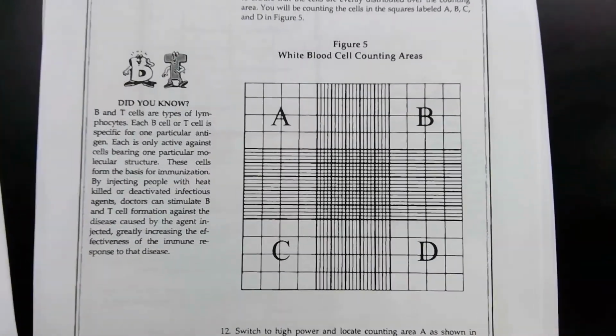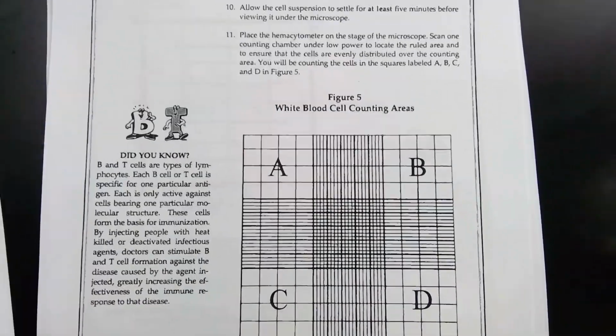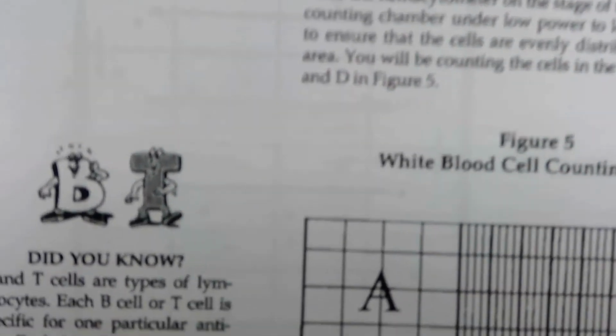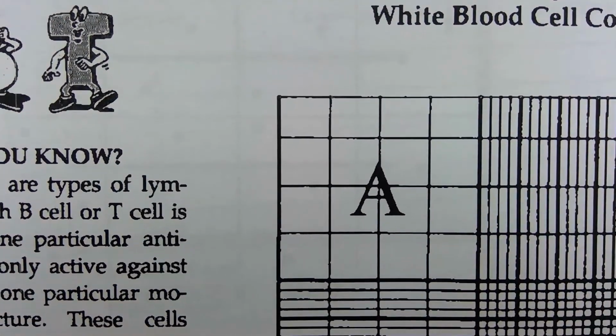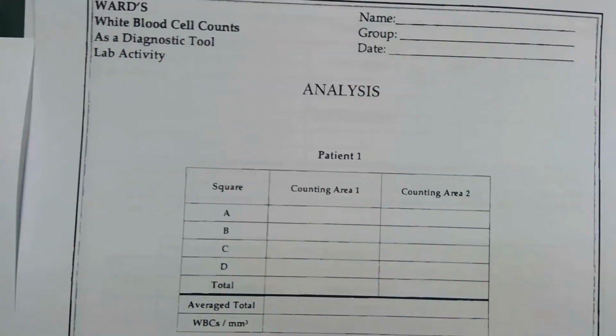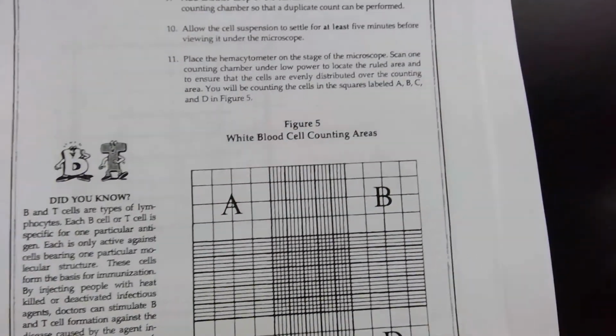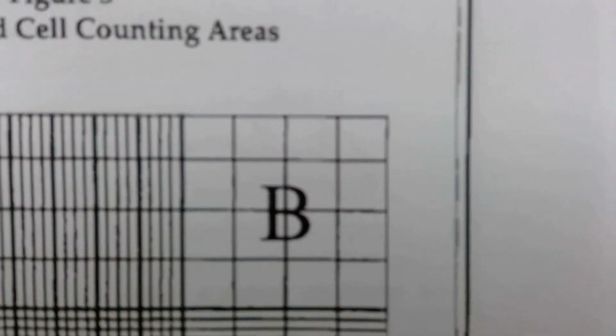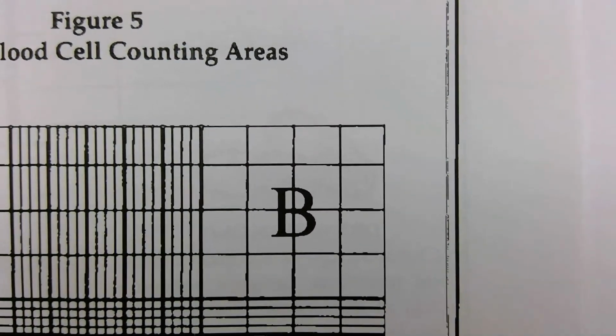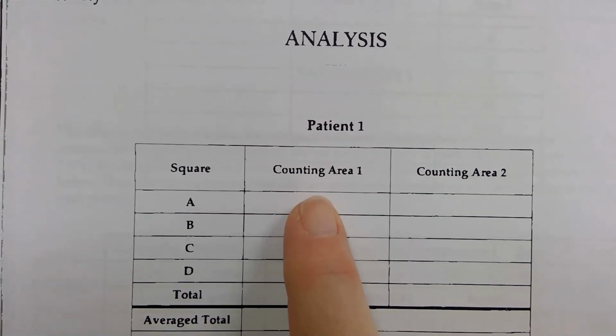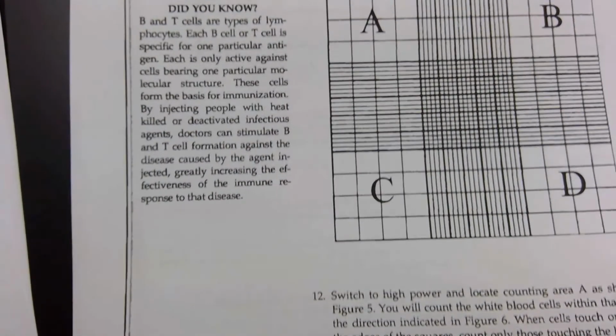So remember here, you have 4 different counting areas. So you're going to take your microscope and you're going to zoom in on this one. And you're going to count how many white blood cells are in that area of boxes. Then that number gets written here, counting area 1A. Then you move your slide so that now you're zoomed in here on counting area B. You count those white blood cells. You fill that in here, counting area 1B. Then you repeat that process with C and D.